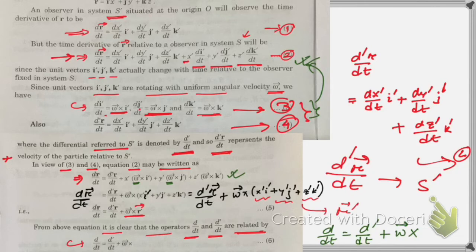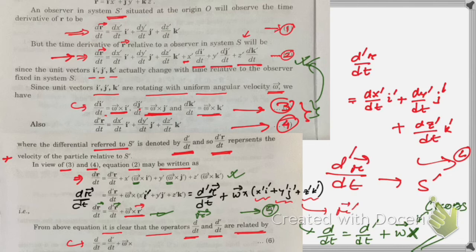So what we have done here, you see, from this relation, if you remove this r vector from equation number 5, then you will get this relation. And this is nothing but, this is not x, this is cross. So this is the required relation that we are asked to find.